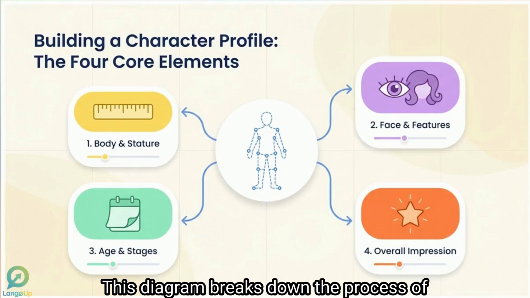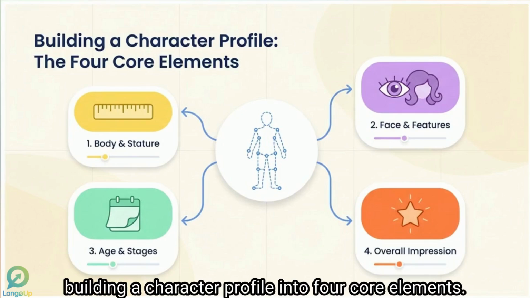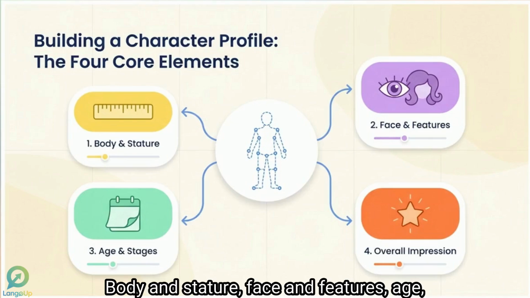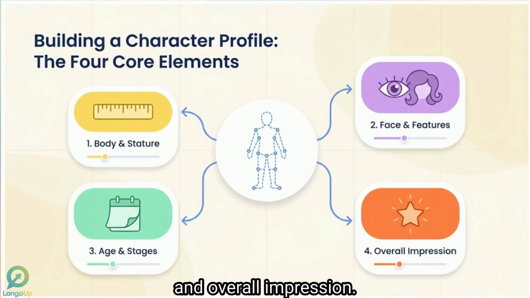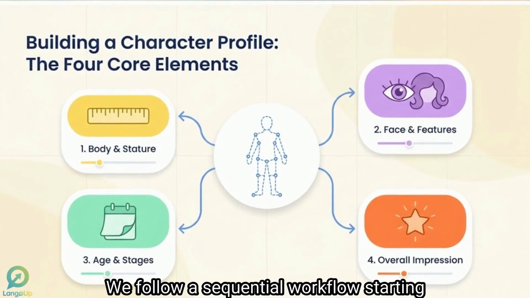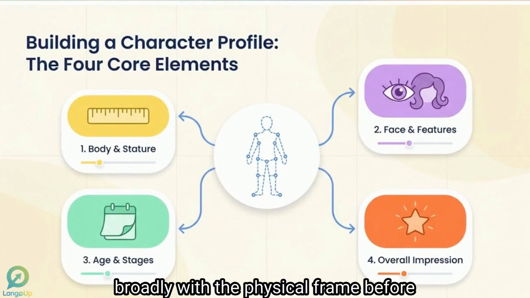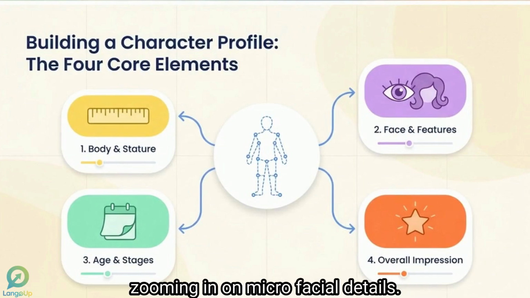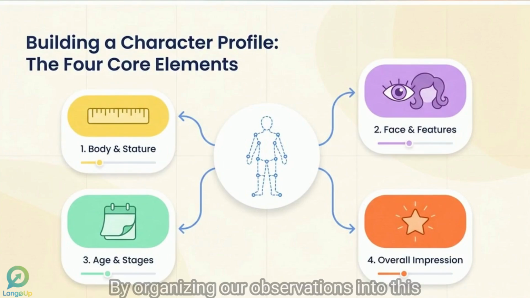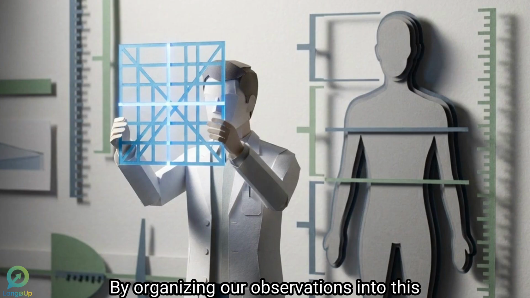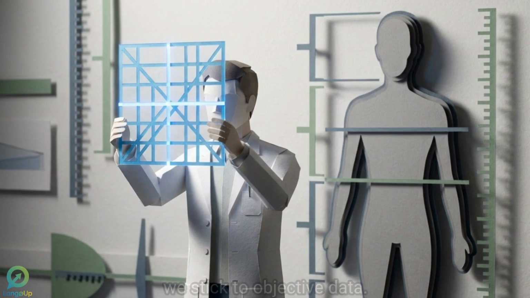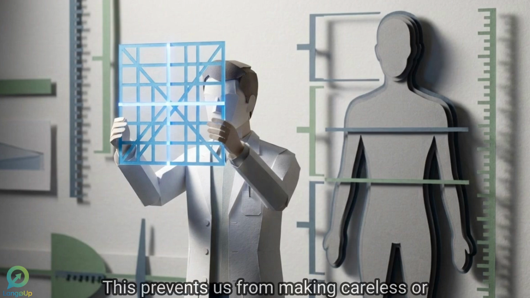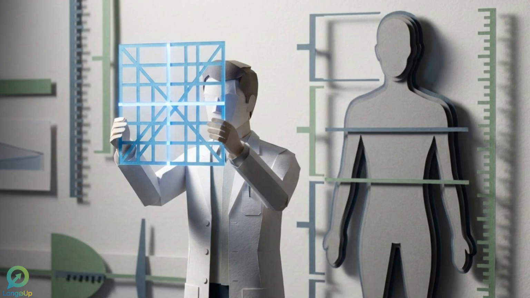This diagram breaks down the process of building a character profile into 4 core elements: body and stature, face and features, age, and overall impression. We follow a sequential workflow, starting broadly with the physical frame before zooming in on microfacial details. By organizing our observations into this strict, sequenced blueprint, we stick to objective data. This prevents us from making careless or potentially offensive generalizations.